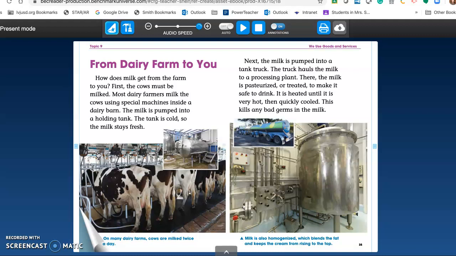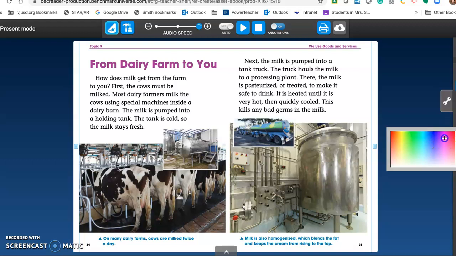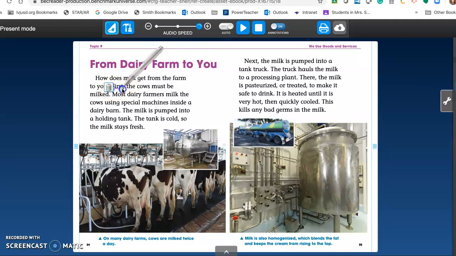Now we're going to look back and try to sequence the events in the text. I'm going to look for words that I know are used in sequencing. I'm going to grab my tools over here so I can underline as we go. How does milk get from the farm to you? First, the cows must be milked. There's a signal word, first. That's the first step.